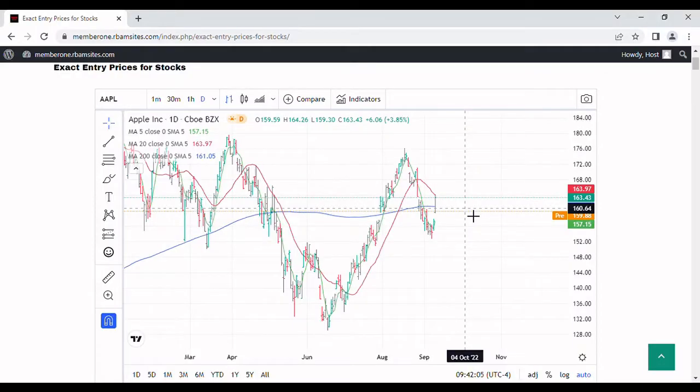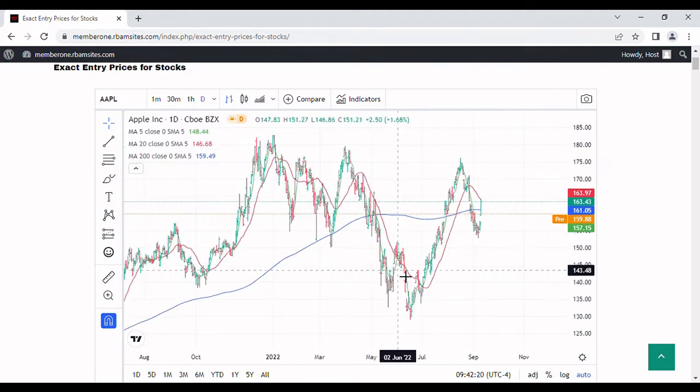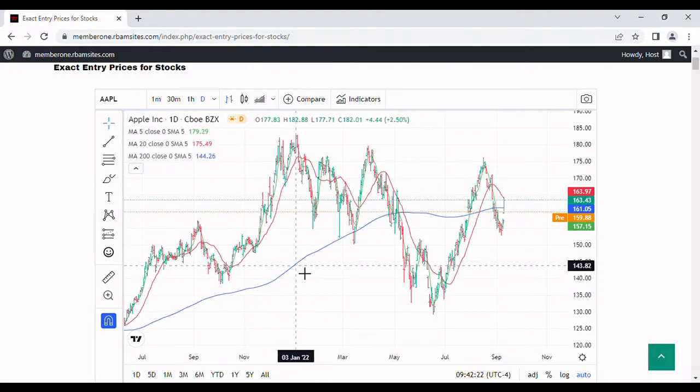We're going to do a brief video on AAPL, Apple stock analysis. We've got a daily chart up here for you with a 5-day moving average in green, a 20-day moving average in red, and a 200-day moving average in blue. And we can go back here to about January 2022.